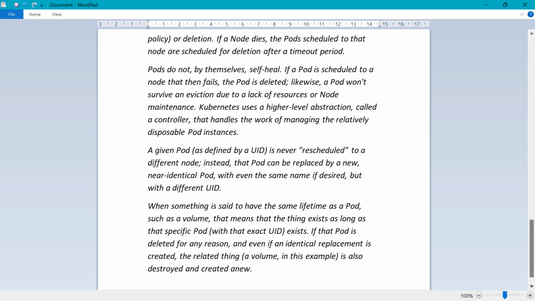When something is said to have the same life cycle as a pod, such as a volume, that means that the thing exists as long as that specific pod exists. If that pod is deleted for any reason, and even if an identical replacement is created, the related thing, a volume in this example, is also destroyed and created anew.